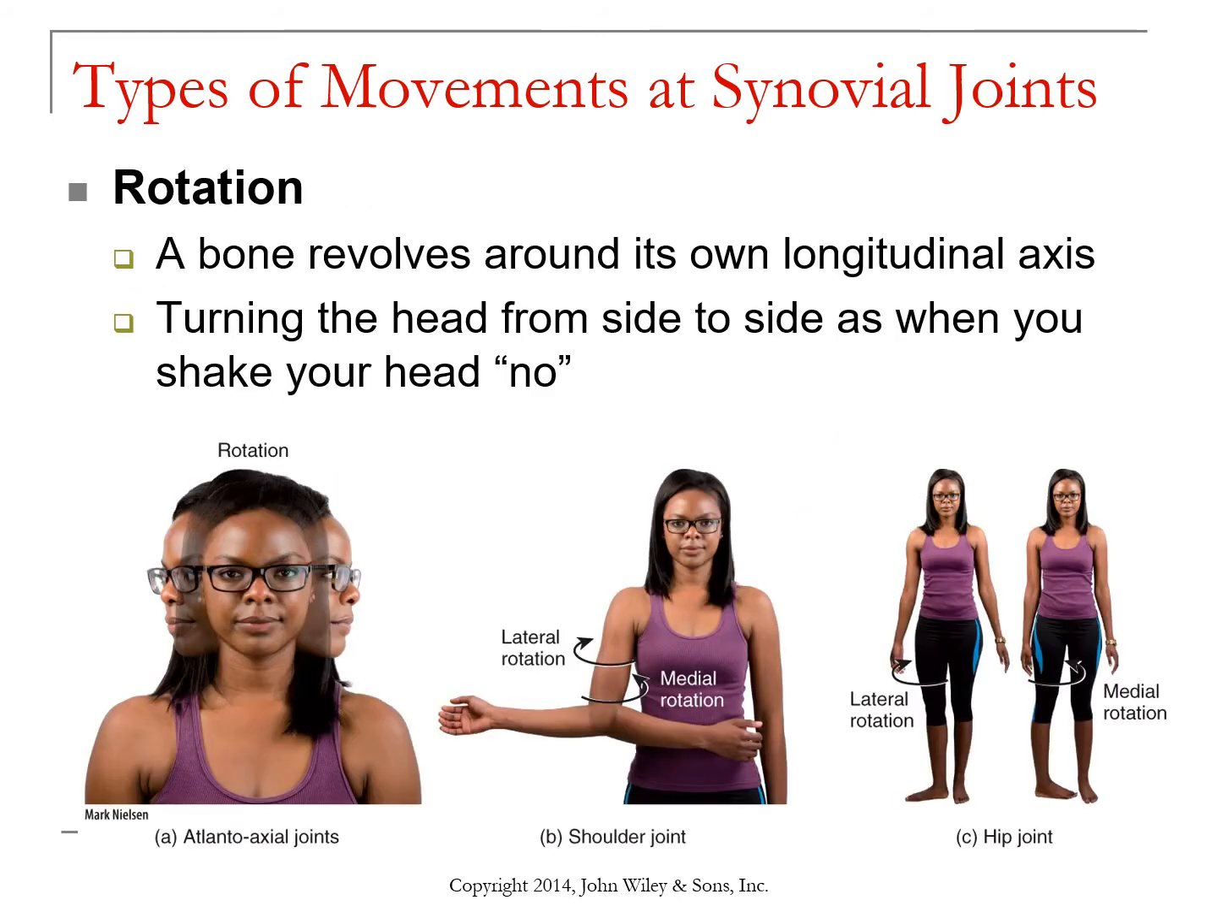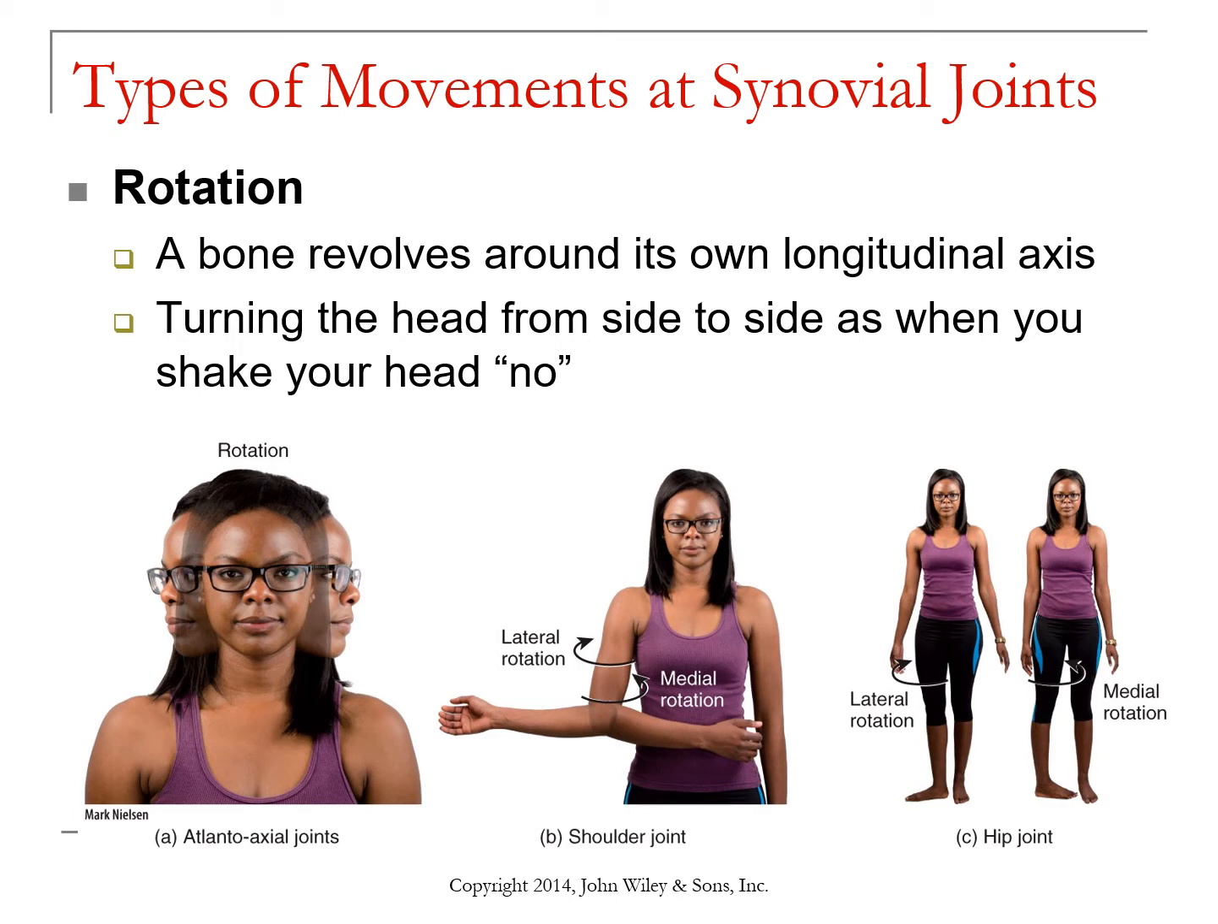Rotation is another type of movement that can occur at synovial joints. During rotation, a bone revolves around its own longitudinal axis. So think about a bone moving around a central point. This occurs when we indicate no by rotating our head from side to side. That movement is actually allowed by the rotation of the atlas around the axis. Remember C1 and C2 vertebrae at the atlantoaxial joint.